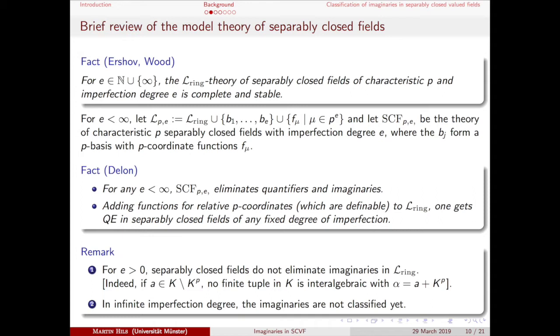And then something else: in infinite degree of imperfection, the imaginaries are not classified yet, but there is very interesting recent work by Martin Hils and Ziegler on the equationality of this theory. It is equational, and they reduce the search for all imaginaries to the ones giving rise to equations, so to say. So maybe there is hope, with their work, to get to a complete understanding of the imaginaries. Okay.